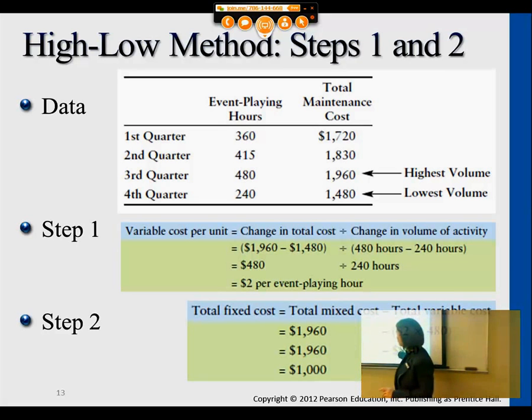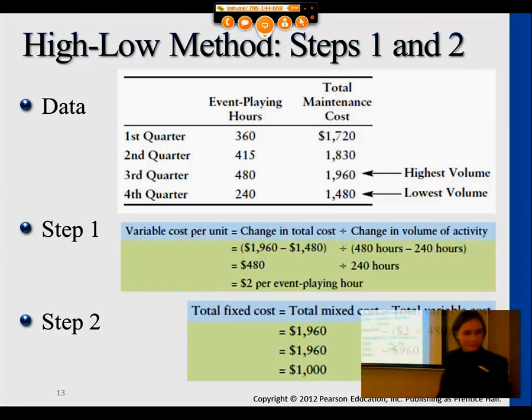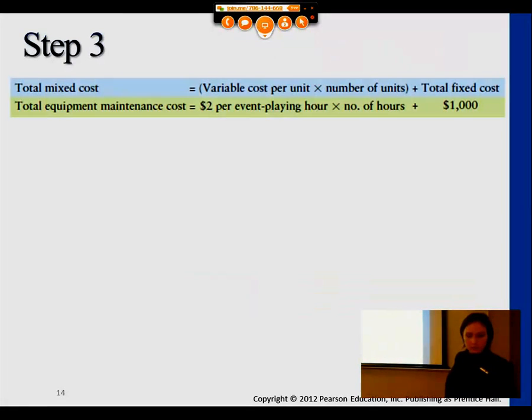Okay, so what do you get? You get 1,830 here, and then 2 multiplied by 415, so 830 here. 1,830 minus 830, I again got 1,000. So it does not matter which row you're using. Okay, so let's look at our third step.